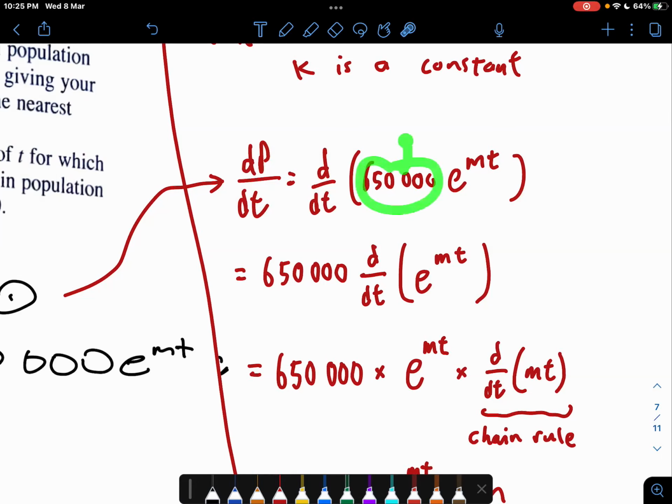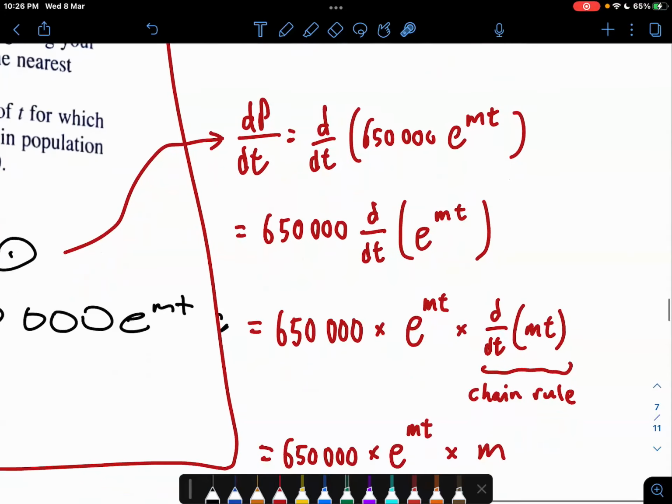Factor 650,000 can factor out. Then differentiate e power mt. E power anything, how to differentiate? Keep the same thing. Multiply by inside, differentiate. Why? Chain rule. D outside, D inside. Clear so far? Need me to repeat anything? No, okay, move on.